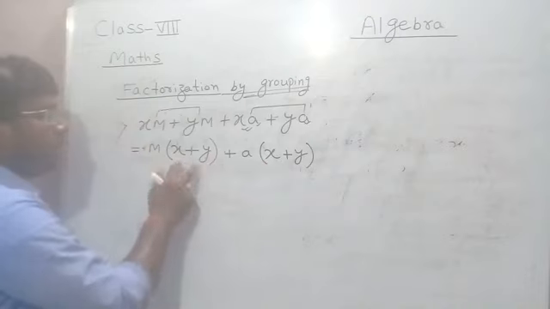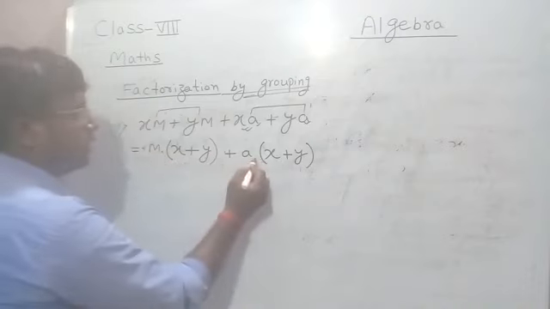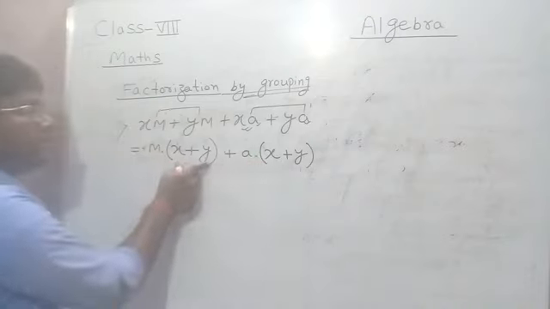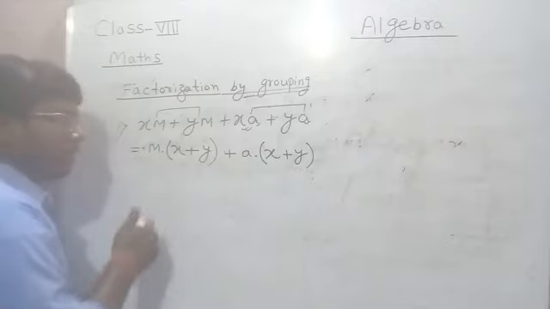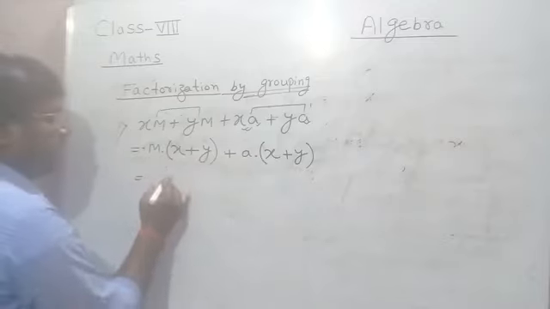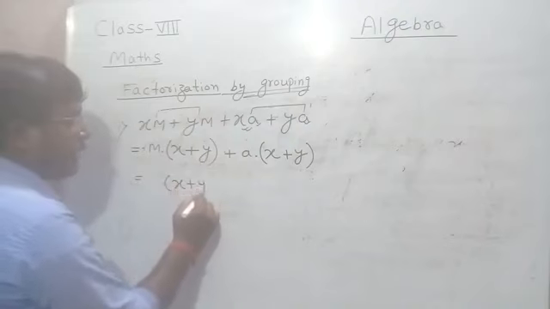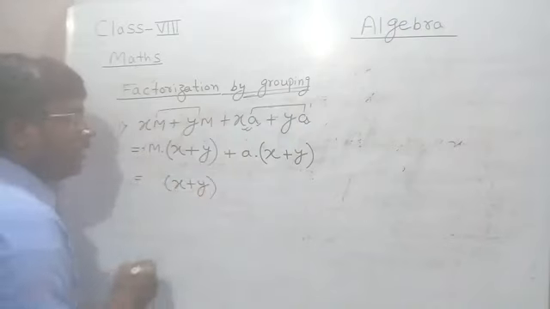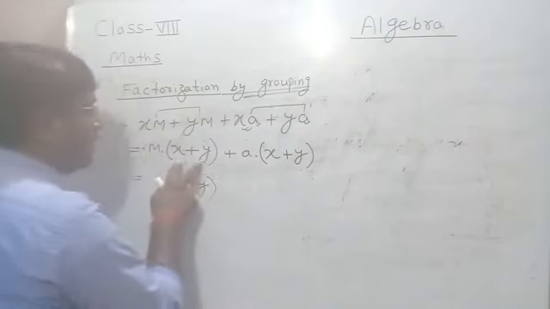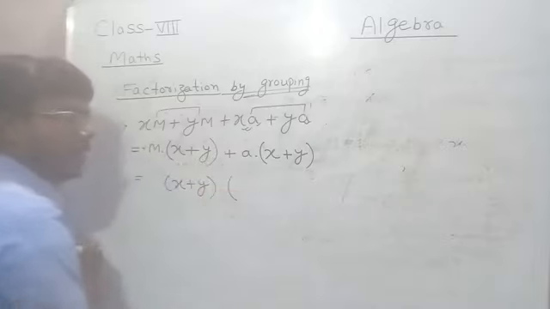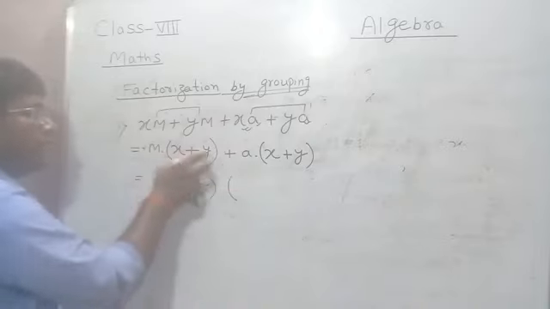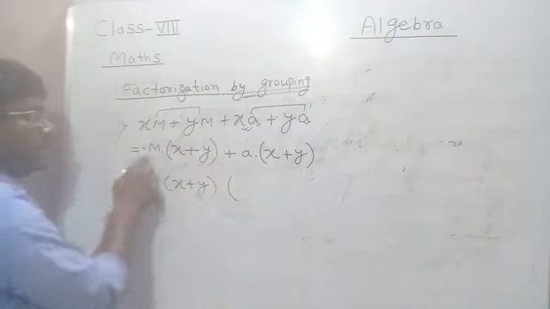Now in these 2 terms, what is common here? Just see the bracket. Here the multiply sign is understood. x plus y is common in both the terms. You take this x plus y as common, and what you take as common you have to write in another bracket.